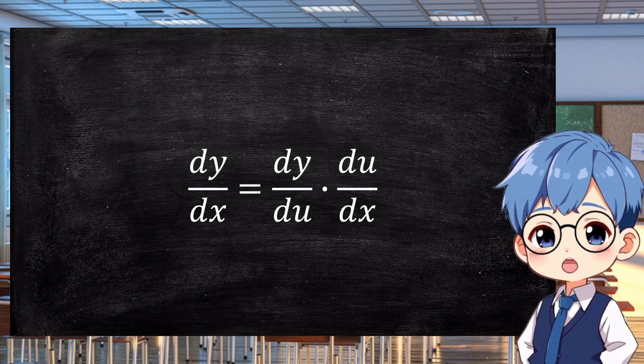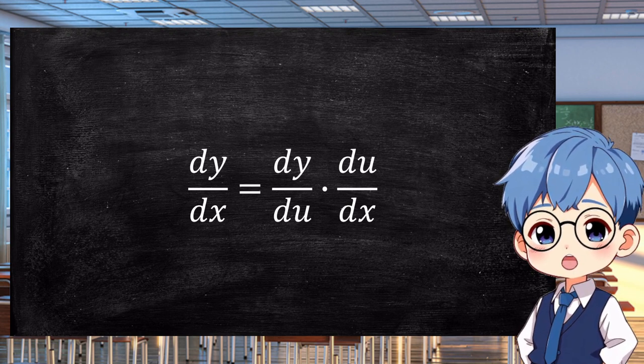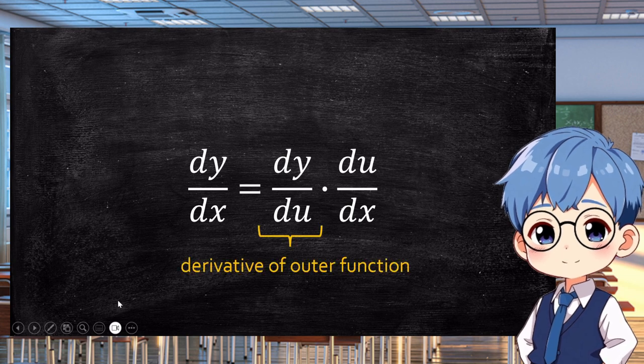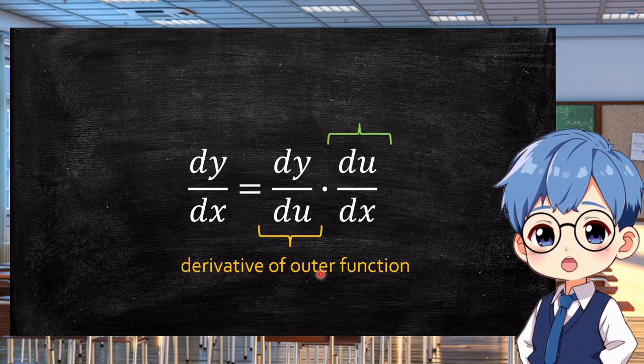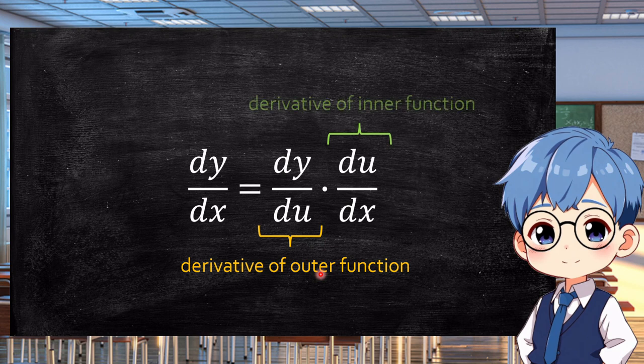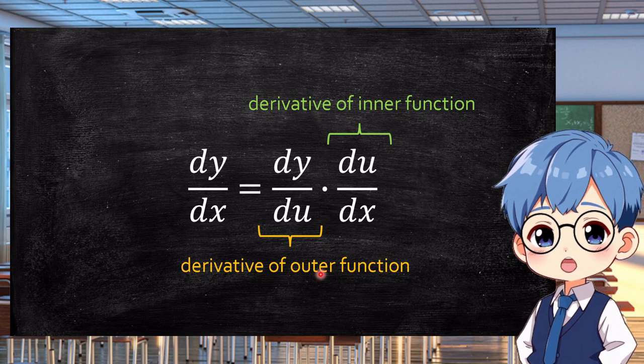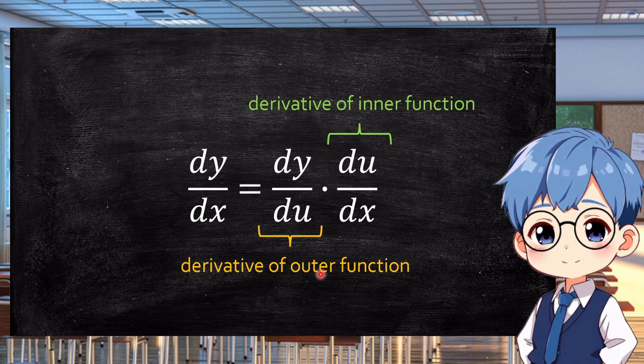Okay, so this formula simply means that we differentiate first the outer function. So this part here is the outer function. Then we keep the inner function the same, just as is. Then afterwards, we multiply by the derivative of the inner function. Let's break it down with some examples.